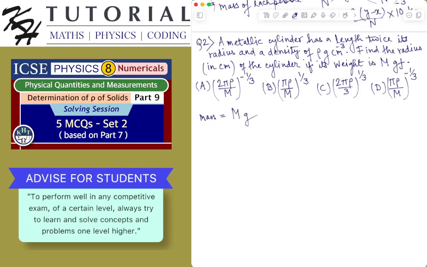The density of the metallic cylinder is given to be rho gram per centimeter cube. So to find the radius means that first of all we need to find the volume of the metallic cylinder. Now we know the mass, we know the density, definitely we will know the volume of the metallic cylinder. V will be m by rho, this much centimeter cube will be the volume of the metallic cylinder.